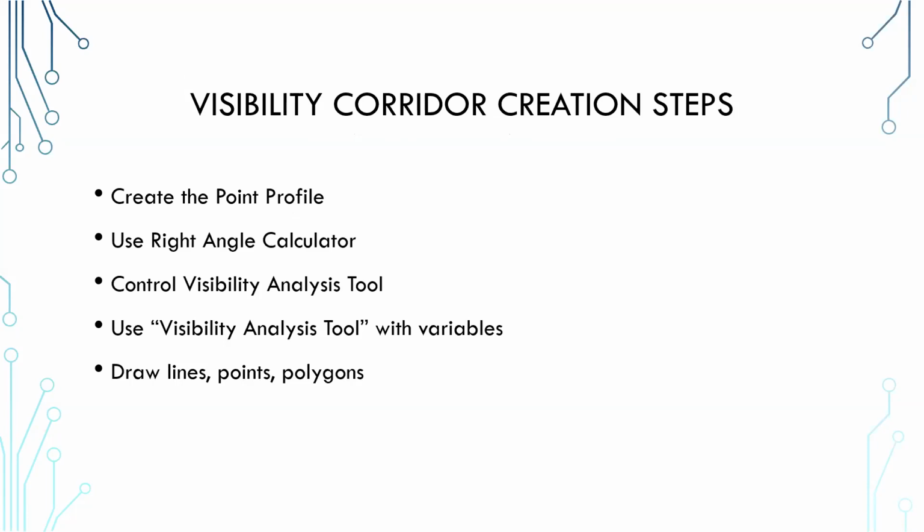So the visibility corridor creation steps. To create a visibility corridor, 5 steps are needed, and they are to create the point profile, use a right angle calculator or Pythagorean theorem, control the visibility analysis tool, use the visibility analysis tool with its appropriate variables, and manually draw lines, points, and polygons to derive it.